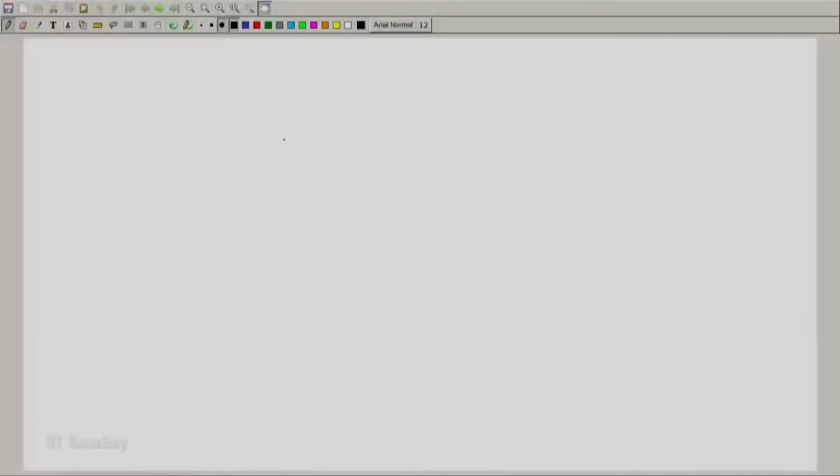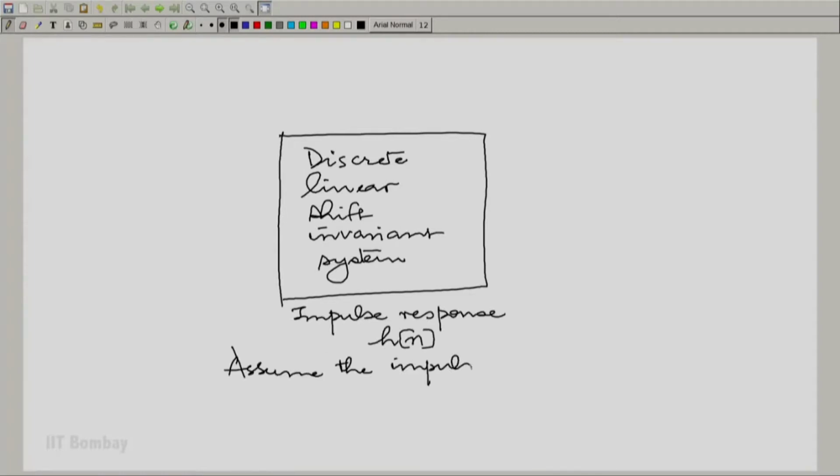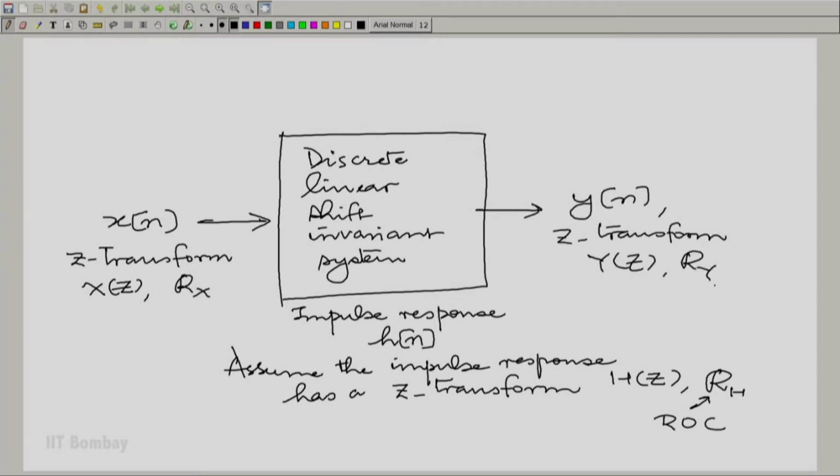So, you have this discrete system, a discrete linear shift invariant system. It has an impulse response h of n, and we hope that this has a Z transform. The Z transform should be an expression and a region of convergence. Now, if the input to this discrete system, x of n, also has a Z transform and so does the output y of n, then we know that Y of z is X of z times H of z by the convolution property.